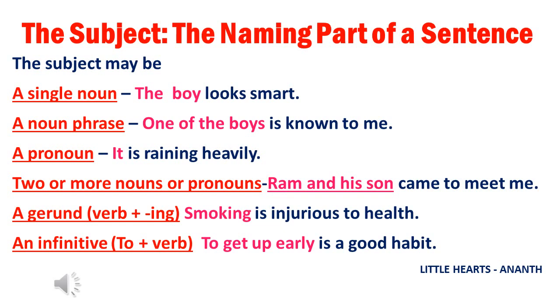We can write a single noun, a noun phrase, a pronoun, two or more pronouns or nouns, a gerund, or an infinitive in the subject place. Let's have a look at these examples. The boy looks smart. Here, the boy is a single noun.